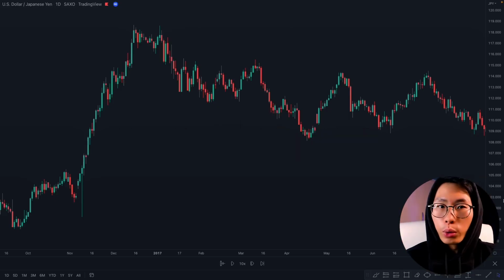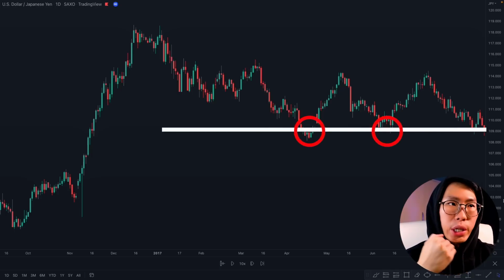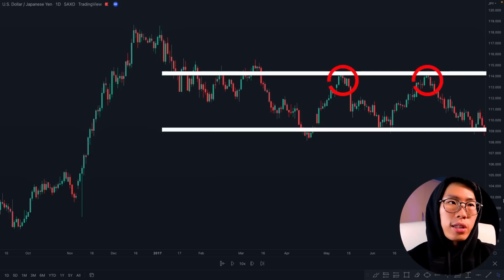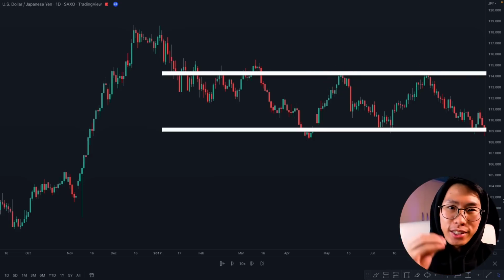So in this case, I will just draw a support level right here. You can see whenever price comes back down here, it always reverses and heads back up. And then I will also draw another resistance level right here. So these 2 key levels are the only key levels that matter.